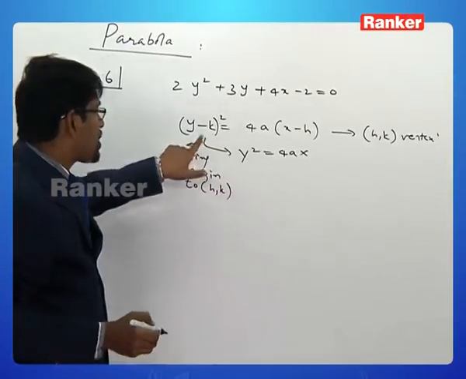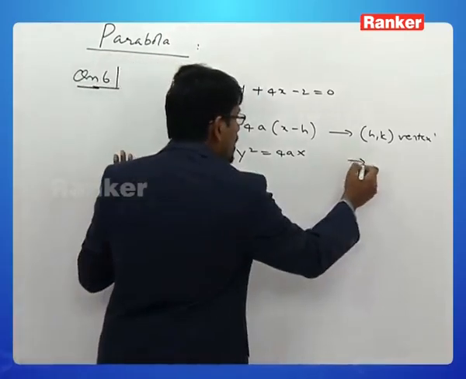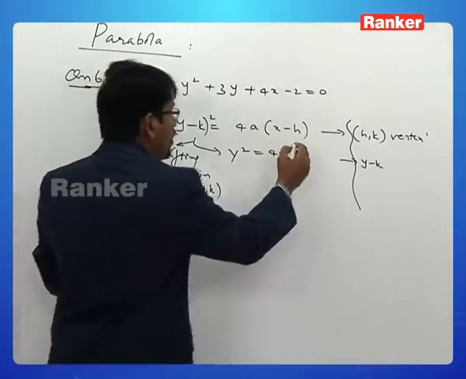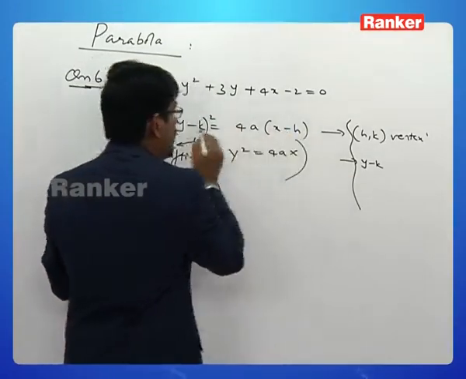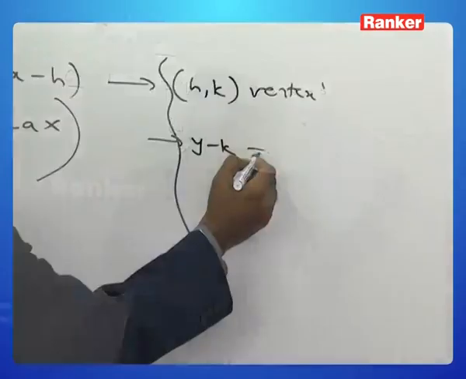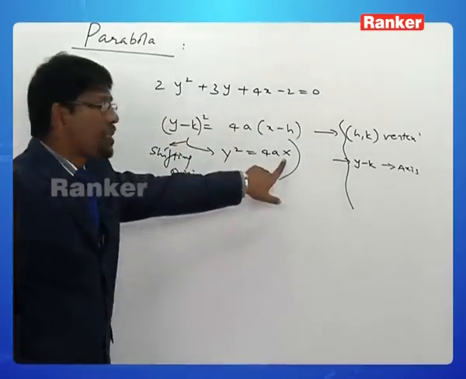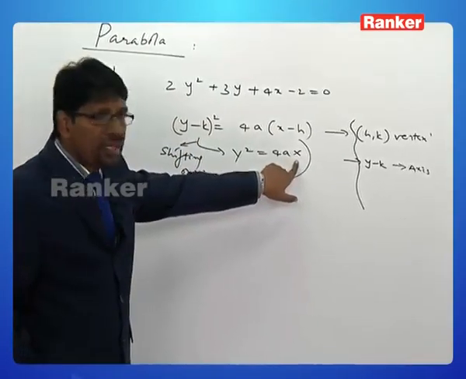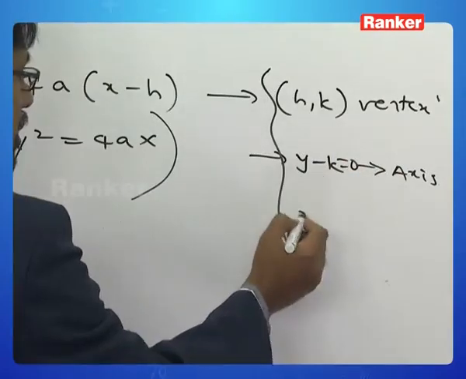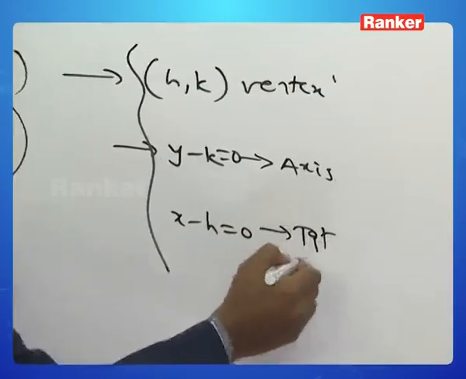And what is capital Y equal to 0? It's the axis. Instead of capital Y, what do you have? Y minus k equal to 0. So y minus k equal to 0 is the axis for this parabola, y minus k whole square is equal to 4a into x minus h. What is capital X equal to 0 for this? It is the tangent at the vertex. So x minus h equal to 0 is the tangent at the vertex.